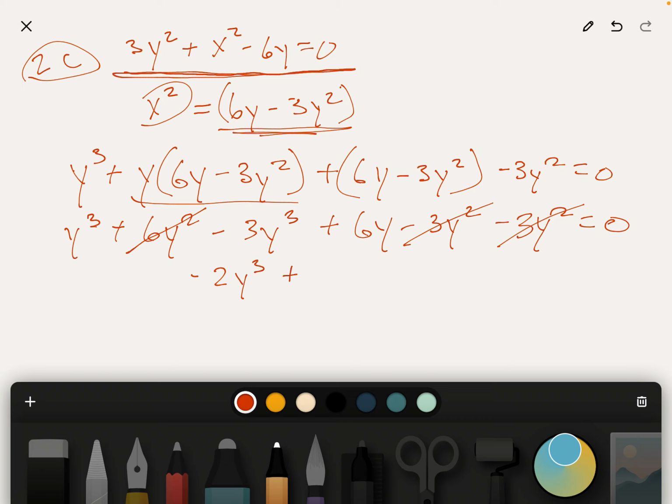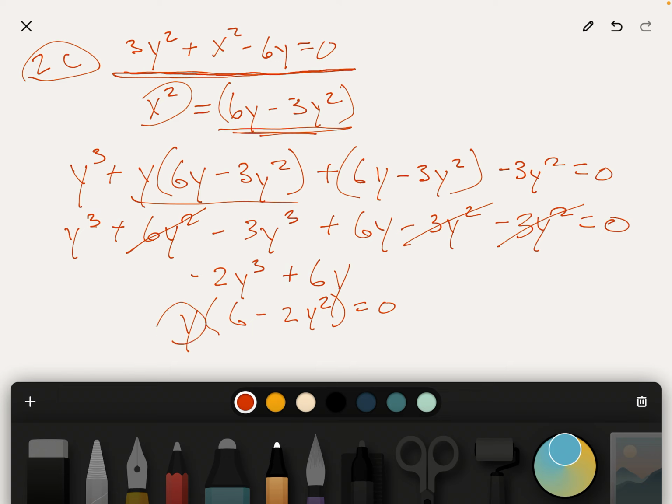cubed plus 6y. And we're going to factor out y. And we're left with 6 minus 2y squared has to equal 0. So one solution would be y equals 0.